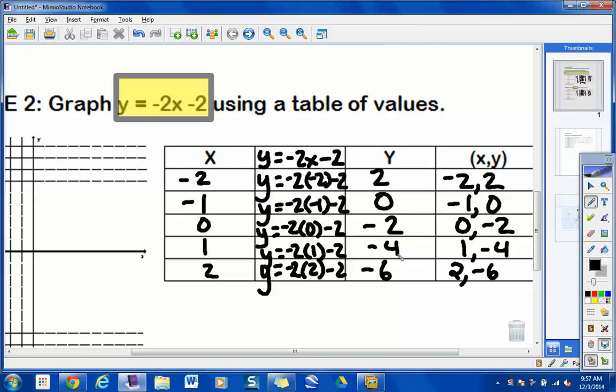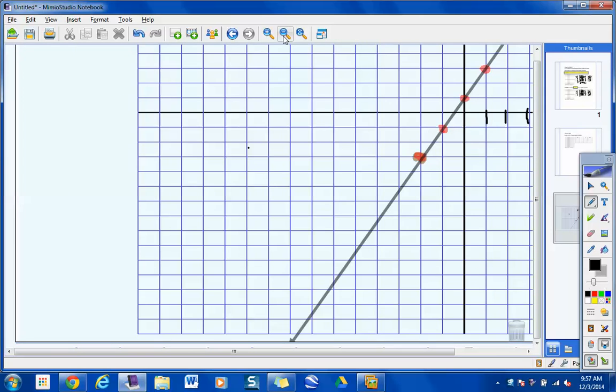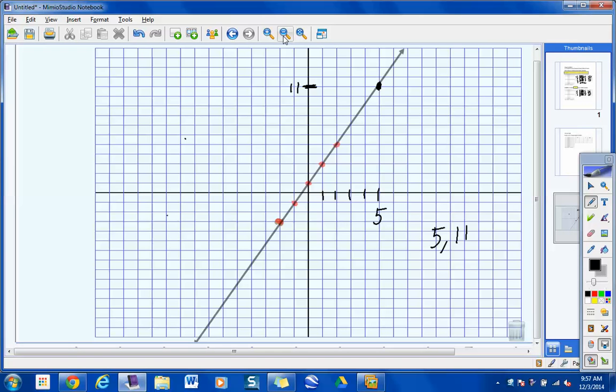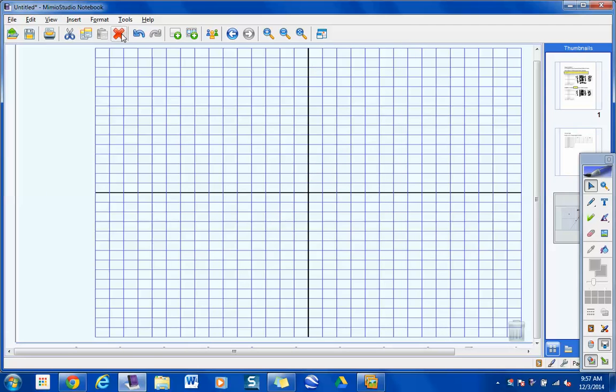Okay, so when you plotted your points, did you get a straight line? All right, so let me do this quickly and plot those points. What were the points again? What was the first point? Negative 2 comma 2 right here. And what was the next point? Negative 1 comma 0. Next one was 0 comma negative 2, wasn't it? Next one was 1, negative 4. My point was 2, negative 6 right here.